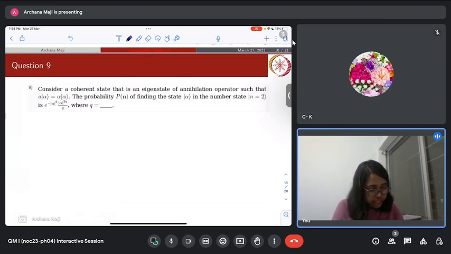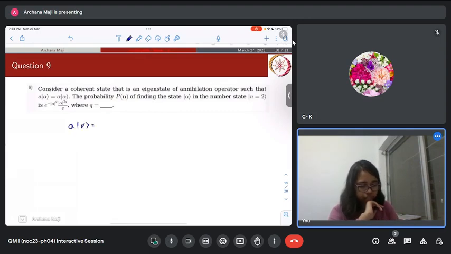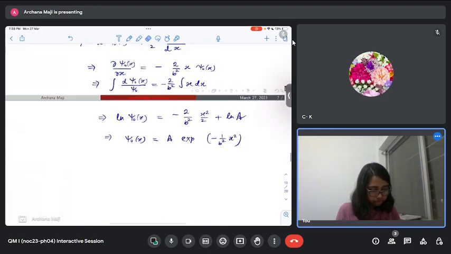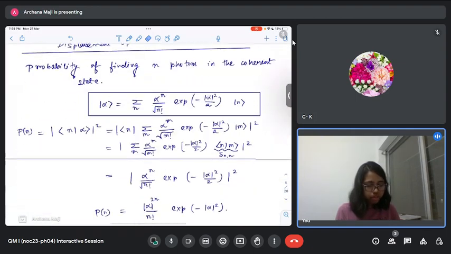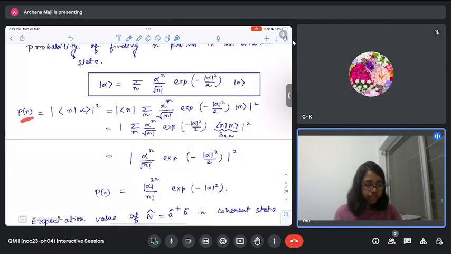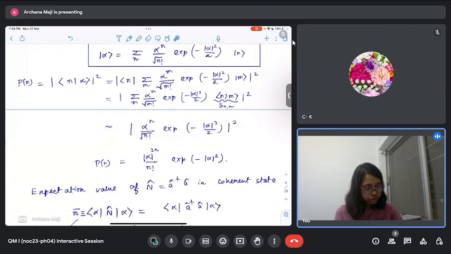Consider a coherent state that is an eigenstate of the annihilation operator such that a on alpha is alpha times alpha. The probability Pn of finding the state alpha in the number state n equal to 2. So see, we have already discussed this. What is the probability of getting the n particle state? So let me copy that. Let me just tell you again. Pn is nothing but this inner product mod square, and if you do that, you will get this. So I'll copy this particular formula.